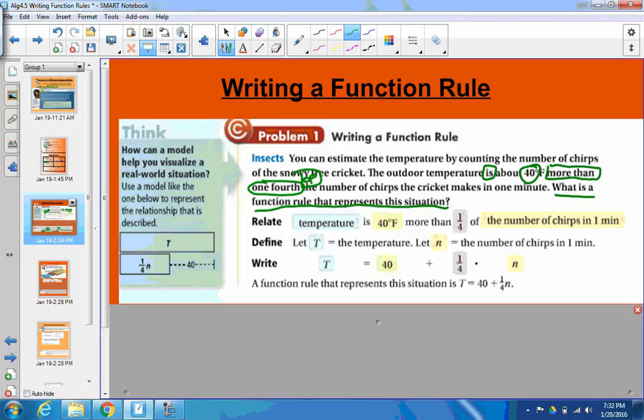And so let's take this. According to the way that it was stated here, it says the temperature is, so again, there's our box, 40 degrees more than, that'd be plus, 1/4 of the number of chirps in 1 minute. So we're going to make T be the temperature because that's what we don't know. And the number of chirps in 1 minute we don't know either. So we're going to replace the temperature with T, is with equals, 40 degrees with just 40, more than with plus, 1/4 is staying there, of would be times, and the number of chirps is n. So there's our function rule, T equals 40 plus 1/4 n.